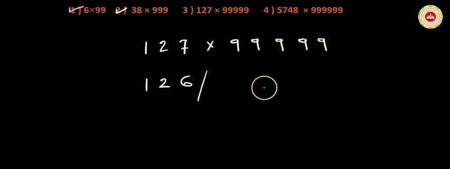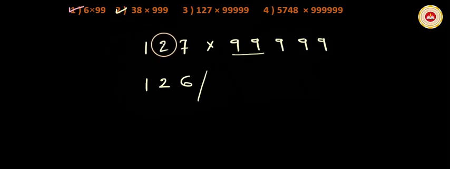Now see, what is right part? How to calculate right part? First of all, count the number of 9s which are in excess. See, there are 3 digits in multiplicand and 5 digits in multiplier. 5 digits in multiplier means 5 9s in multiplier. It means that obviously there are 2 excess 9s. There are 2 9s in excess.